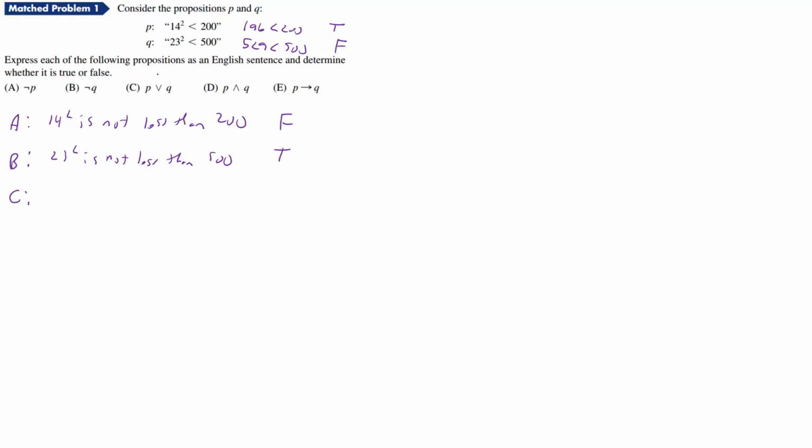What about C? P or Q, remember that's the or, and this one is the and. So here it says P, so 14 squared is less than 200, or 23 squared is less than 500. So we have a lot to write here. Now, is that true or false? Remember with or, as long as one of them is true, it's true. Well, this piece here is true. This piece is false. So that means that this is going to be true.